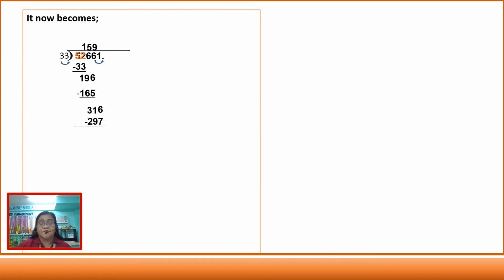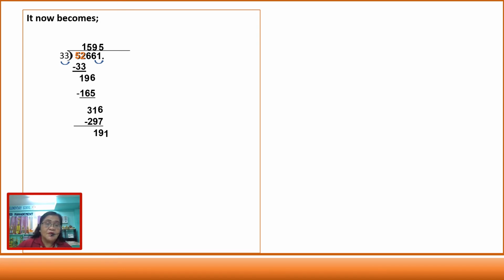Let's subtract. 316 minus 297 is equal to 19. As I said earlier, 19 is smaller than 33, so we have to bring down 1. 191 divided by 33 is equal to 5.